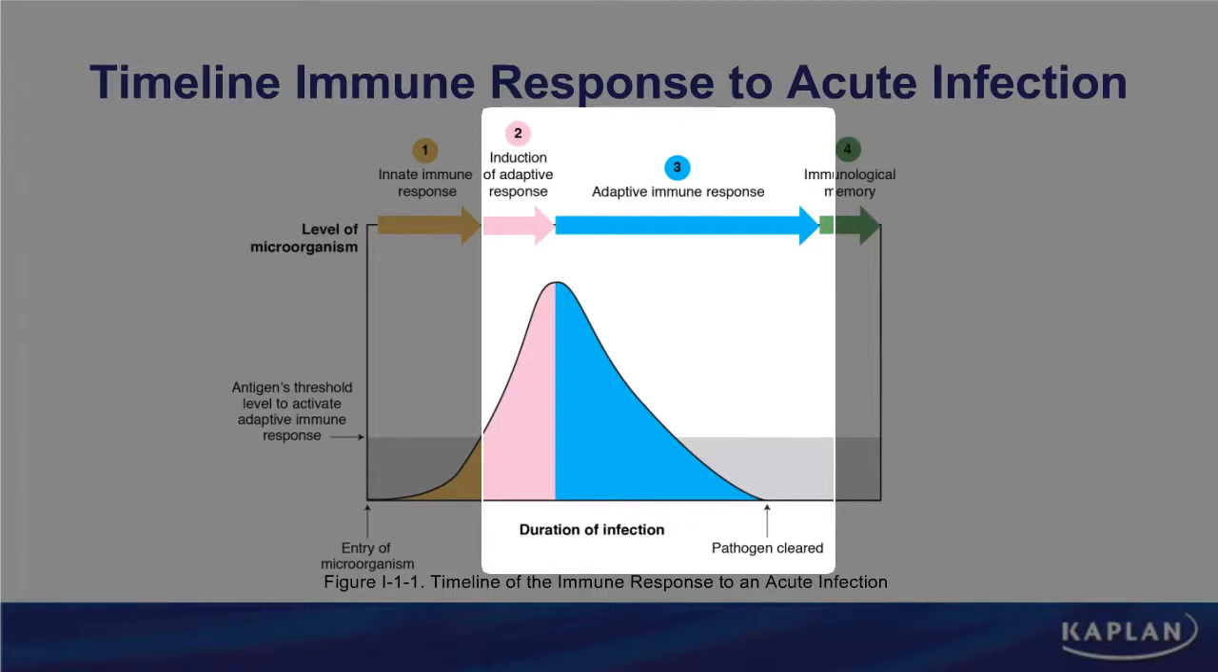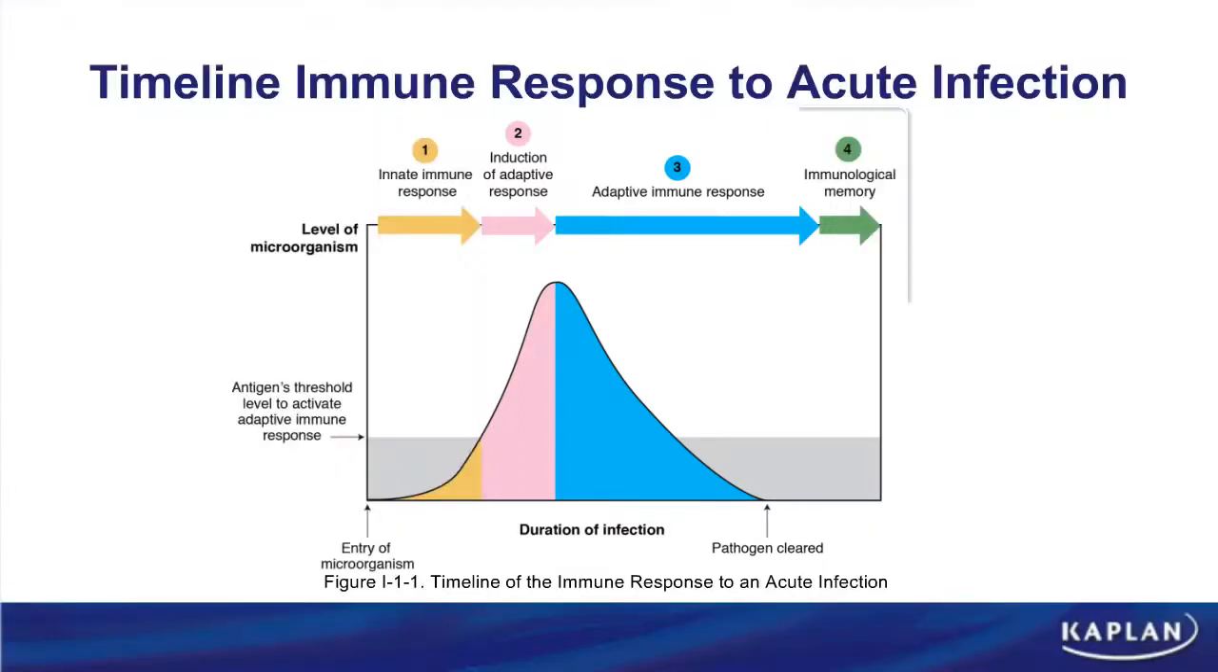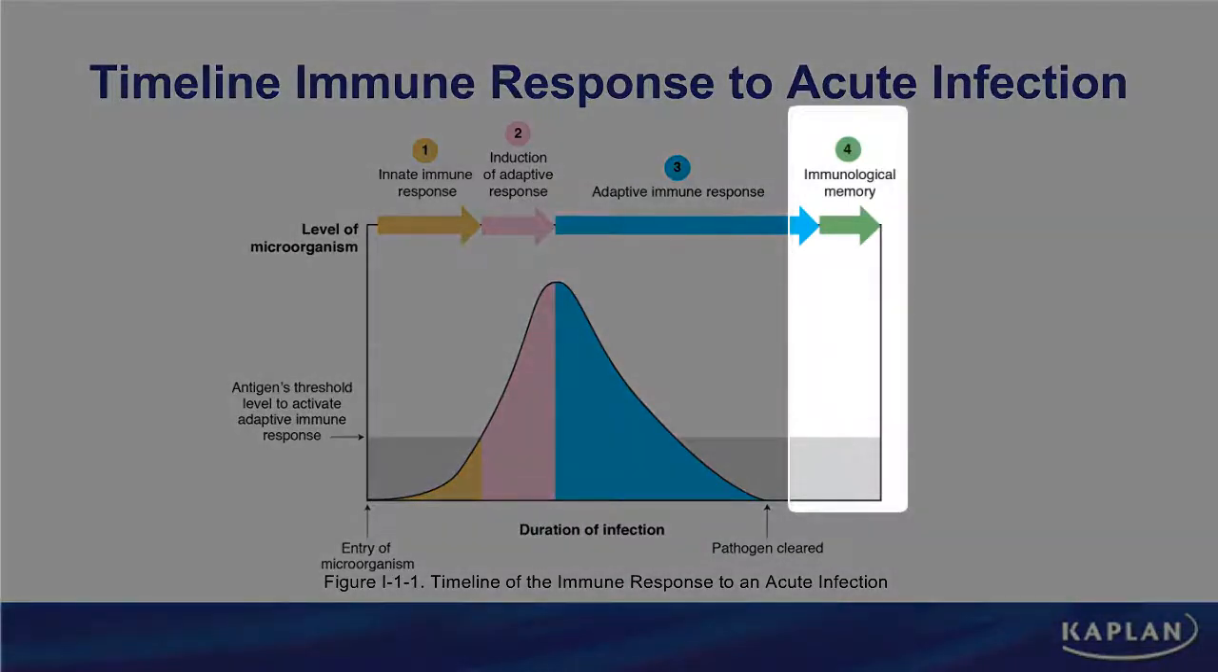After the infection is cleared, you have to consider that all the cells that were generated in the primary immune response are going to have to either undergo apoptosis, or the ones that survive will be our memory cells. And those memory cells are going to go on to respond to a secondary or subsequent infection with the same pathogen.